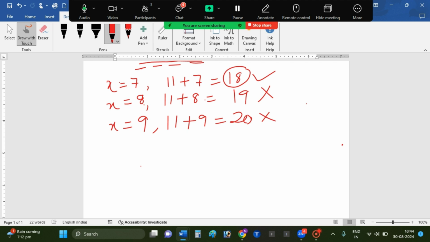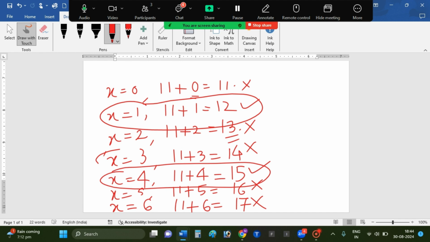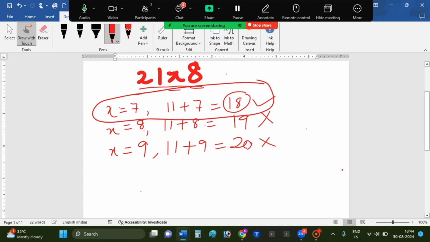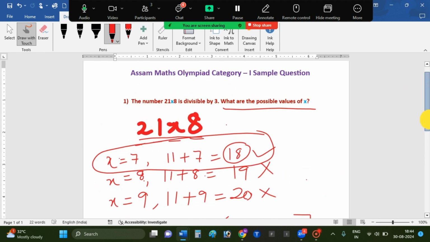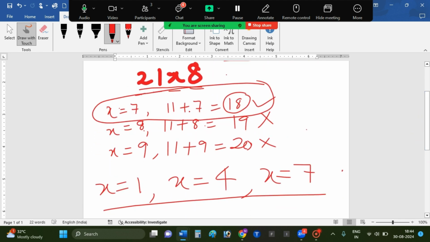So we found that x has to be from 0 to 9, and we have checked all the possible values from 0 till 9. We found out that when x is 1, 11 plus 1 is 12, when x is 4, and when x is 7, 11 plus x is divisible by 3. So these are the possible values of x. So x can either be 1, or 4, or 7. So this is the answer. As the question asked, what are the possible values of x? The possible values of x are 1, 4 and 7.